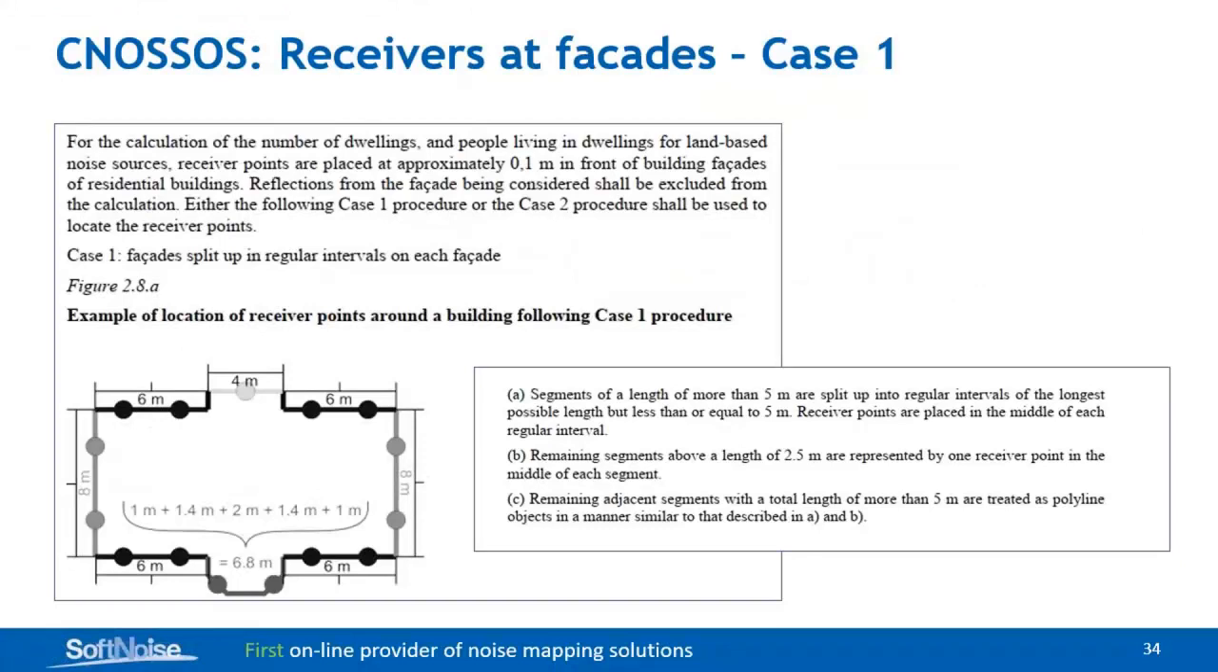I told you that CNOSSOS describes two cases. Case 1 is that the facades are split up in regular intervals on each facade. That means that segments of a length of more than 5 meters are split up into regular intervals of the longest possible length, but less than or equal to 5 meters. And the receivers are placed in the middle of each regular interval. So then you create this type of receivers around the facade.